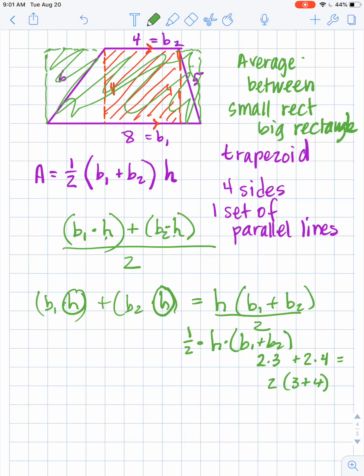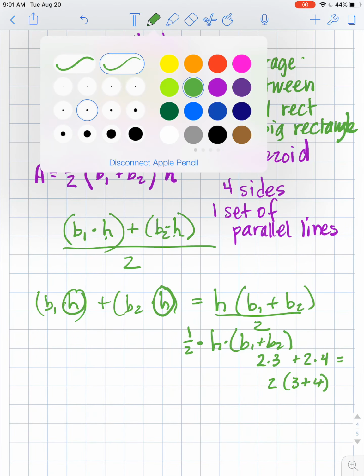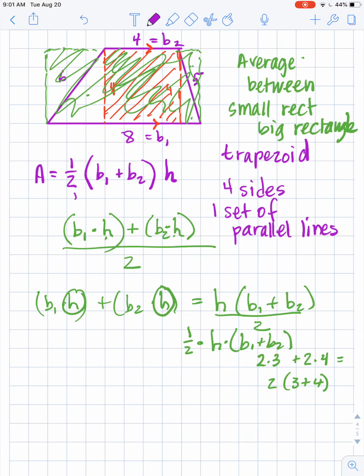You can also find the area of this square, the area of this triangle, and the area of this triangle. You'll still come up with the same. So let's do them all, and I'll show you what we come up with. So 1/2 of 8 plus 4 times 4 is equal to 1/2 of 12 times 4. 12 times 4 is 48, and 1/2 of that is 24. So that one comes out to 24.